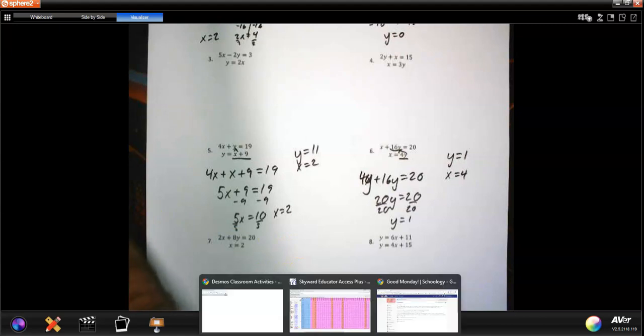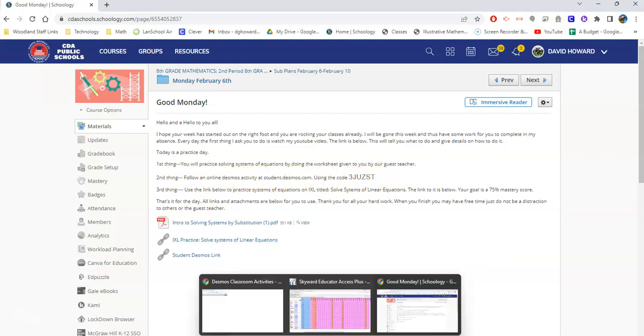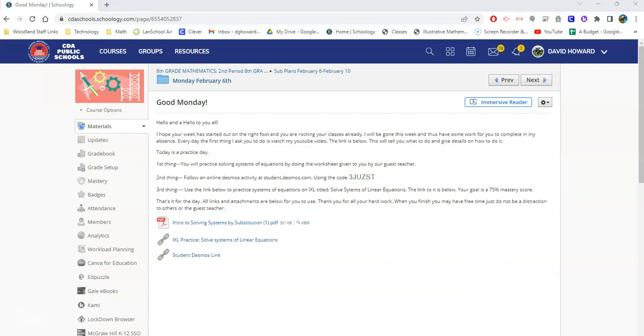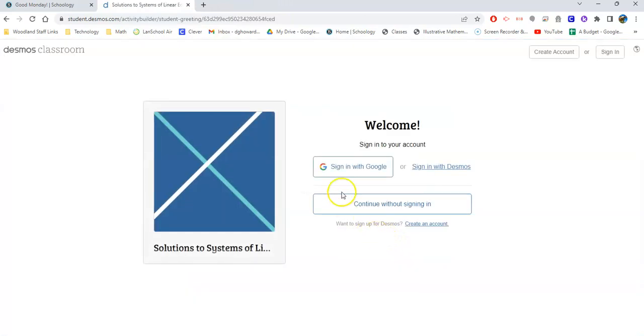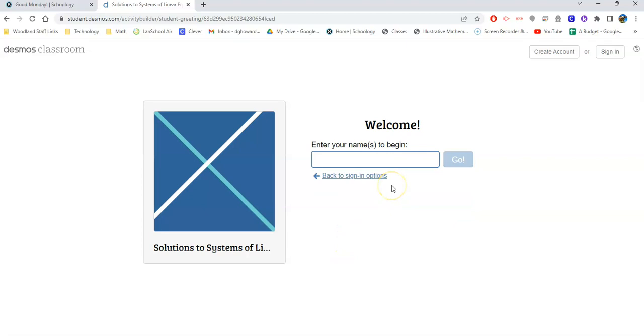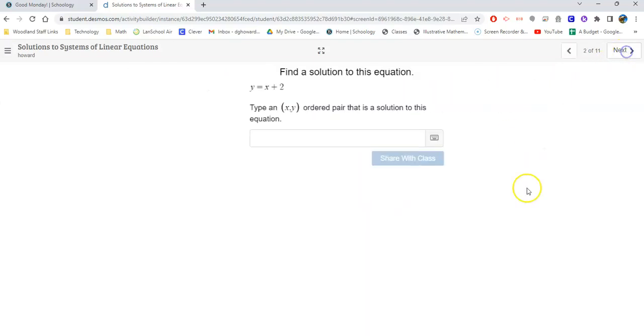After that, if we go back to here, it says to follow your online Desmos activity using the code 3JUZST. So if we go to the Desmos activity, the code is 3JUZST, you hit join. It's called System. My name is Howard. I hit go. You sign in with Google, please. It says type an ordered pair on this point. It looks like a point at, I don't know, 0, 9. So parentheses 0, 9. Then you hit share with class, and we move on.